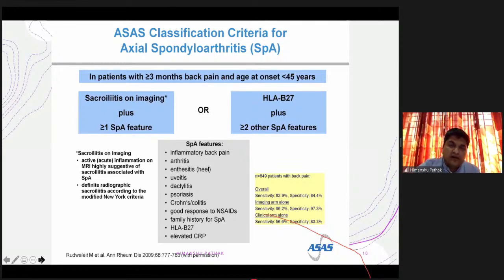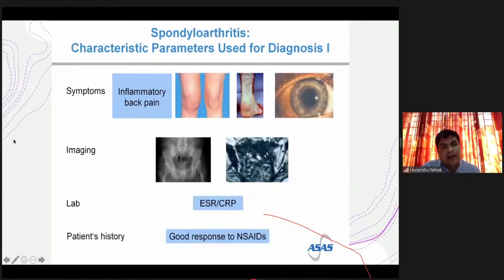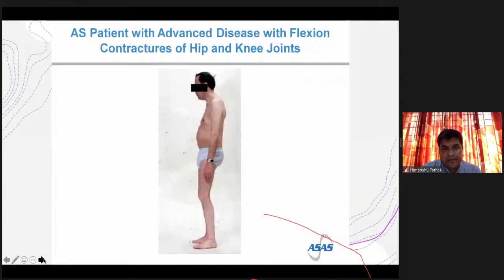So when you are seeing a young patient who has back pain for more than 3 months, all these features we need to examine. And if on symptoms there is inflammatory back pain, history of arthritis, uveitis, and when you do imaging, there is sacroiliitis on X-ray or MRI, on blood tests, raised ESR, CRP, and there is a history of non-steroidal responsiveness, you can very comfortably diagnose that the patient has axial spondyloarthritis.